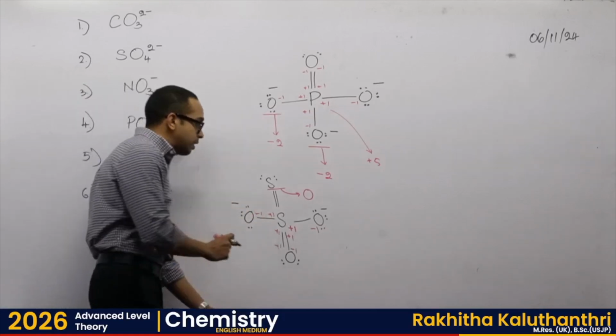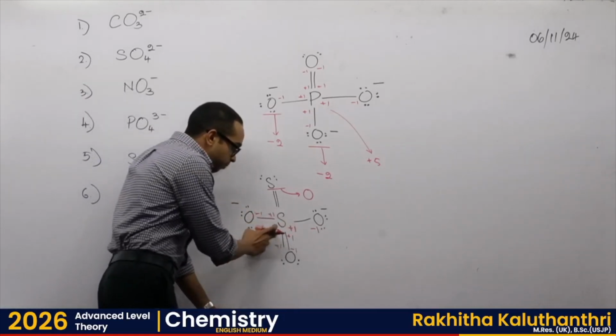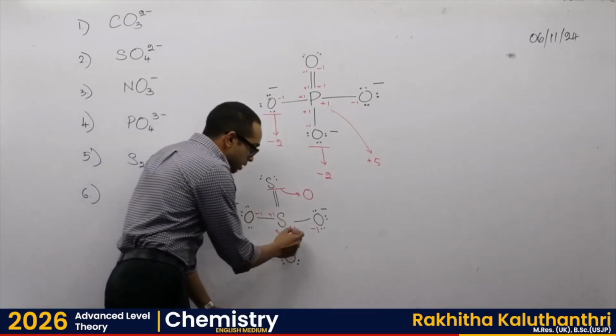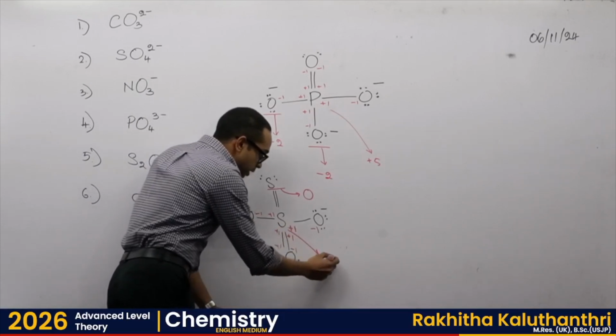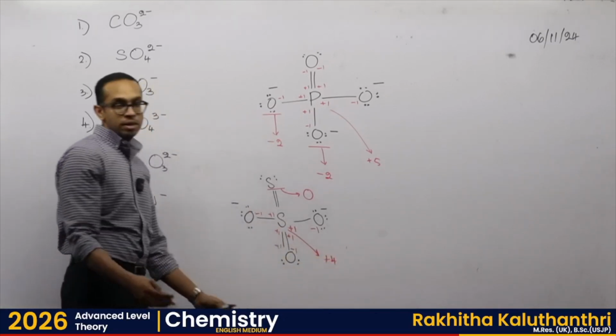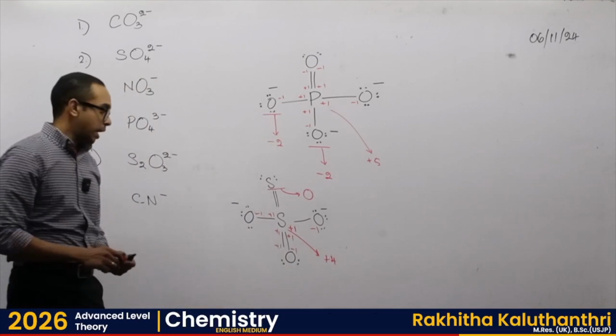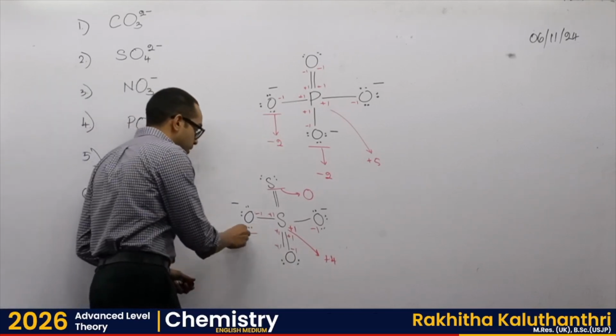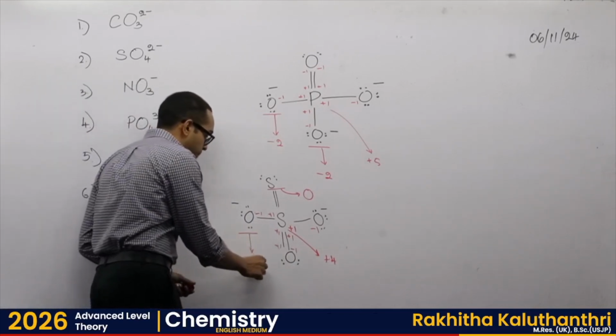This sulfur over here has 1, 2, 3, 4 positive charges. So therefore its oxidation state is plus 4. Is that clear? And all the oxygens happen to be minus 2 each.